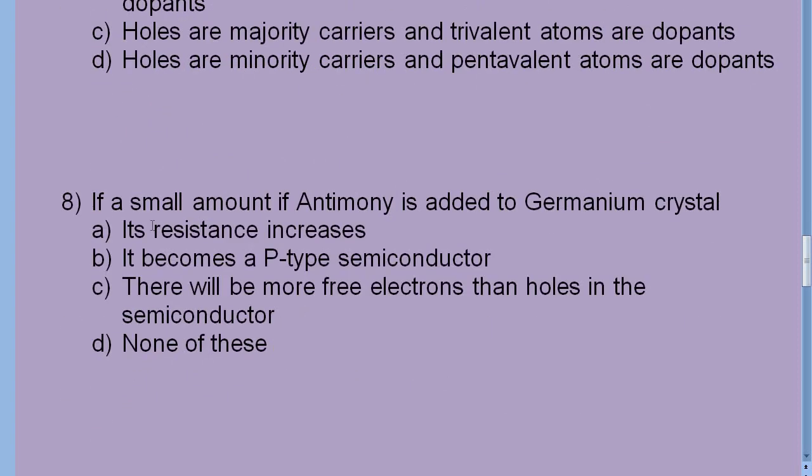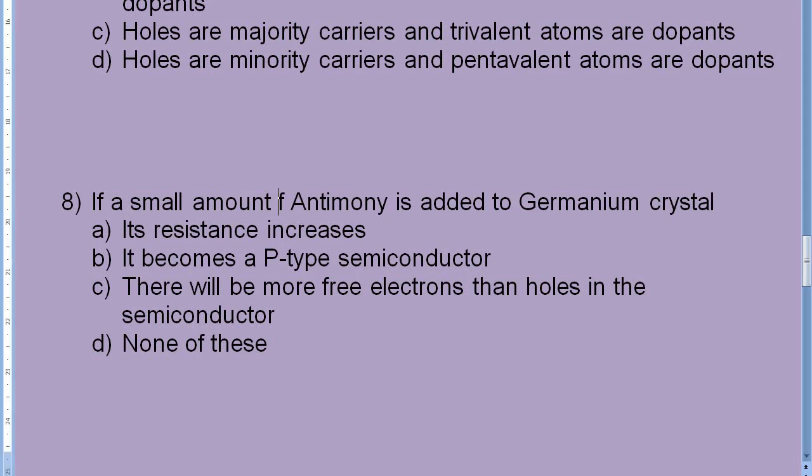Next, if a small amount of antimony is added to a germanium crystal, its resistance increases, it becomes a p-type semiconductor, there will be more free electrons than holes in the semiconductor, or none of these.